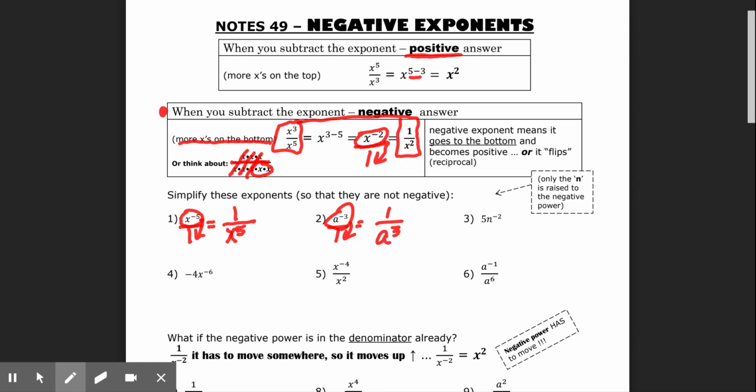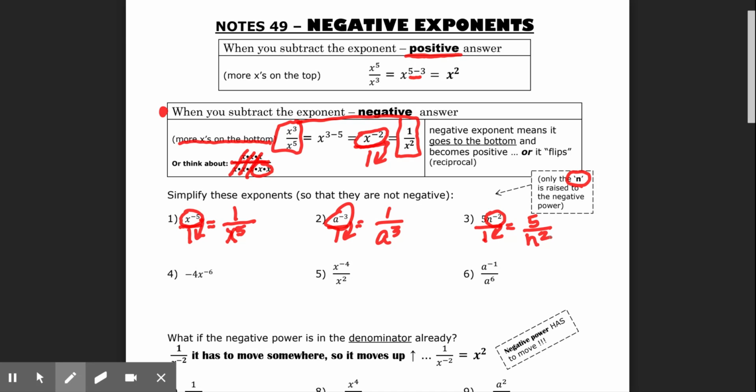Number 3, you need to read over here in the box. Only the n is raised to the negative power. So if we make this over 1, only the n will go to the bottom. So you actually have something in the numerator, and that's the 5. So it'll be 5 over, and that 1 here in the denominator, again, that's just the placeholder. So it would be 1 times n squared, which would just be n squared.